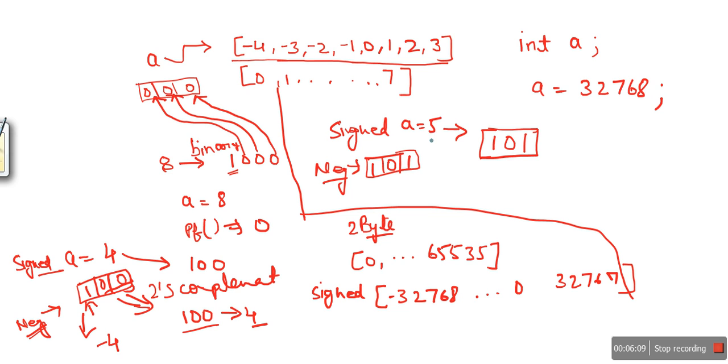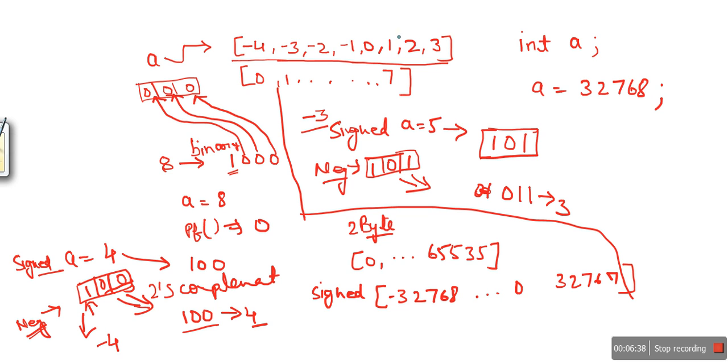So how will this 5 be represented? In this binary representation it will be considered a negative number. And what is this number? Just apply 2's complement on this, and the 2's complement of this number is 011, which is 3. So when you store 5, it will be represented as minus 3.